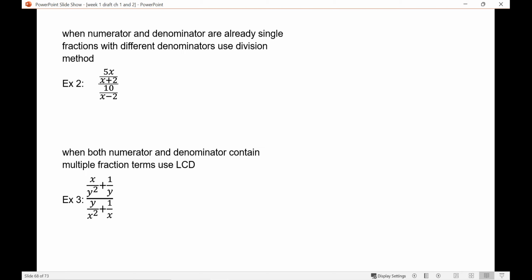Now, if your numerator and denominator both contain multiple fraction terms that would be a pain to have to add together already, using the LCD is a good way to go. So let me work you through both of these examples.